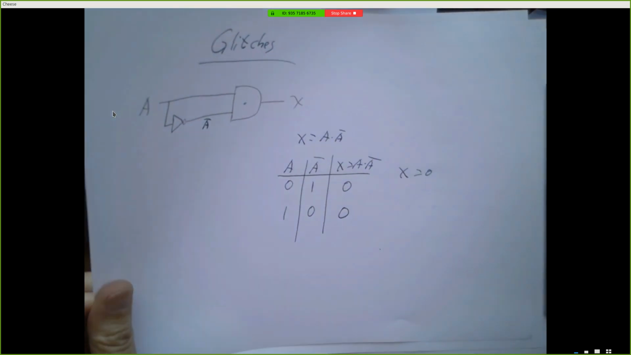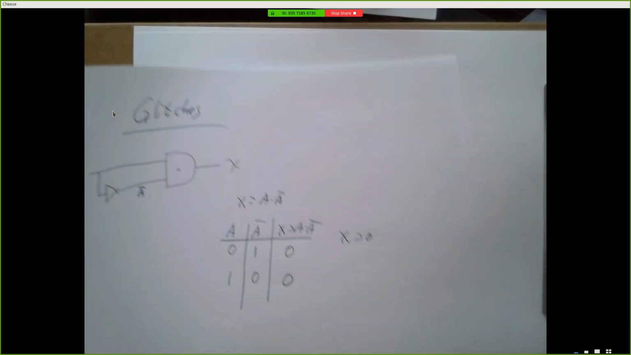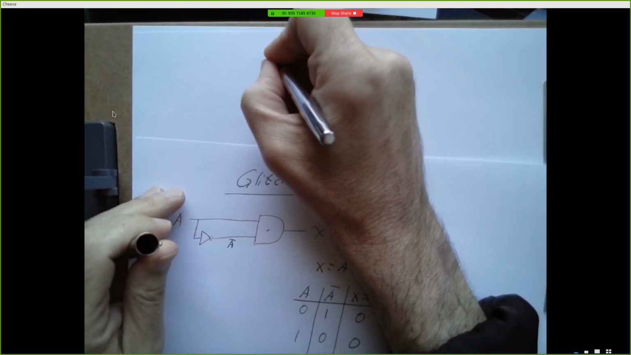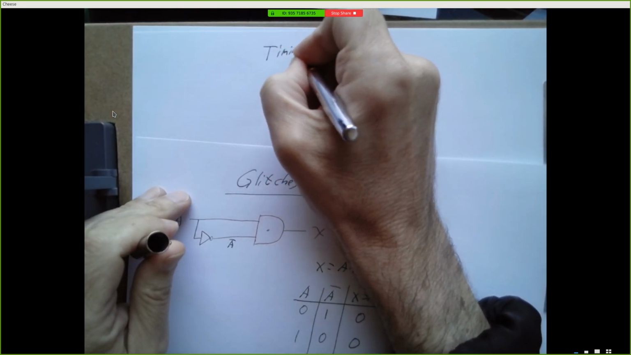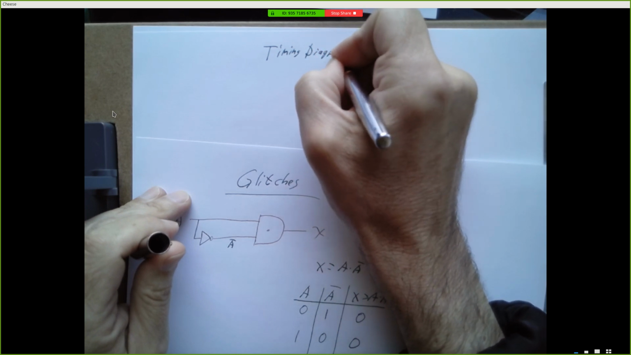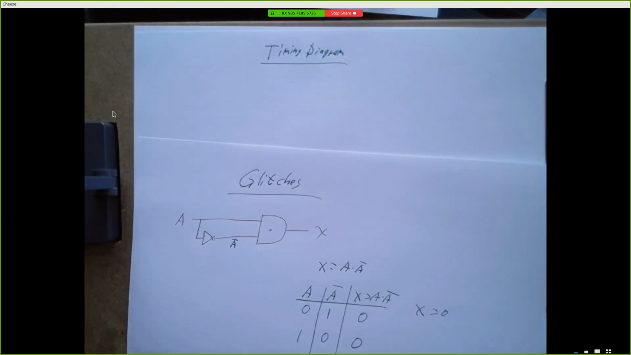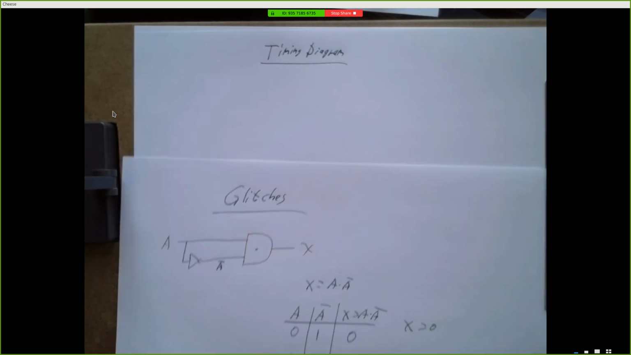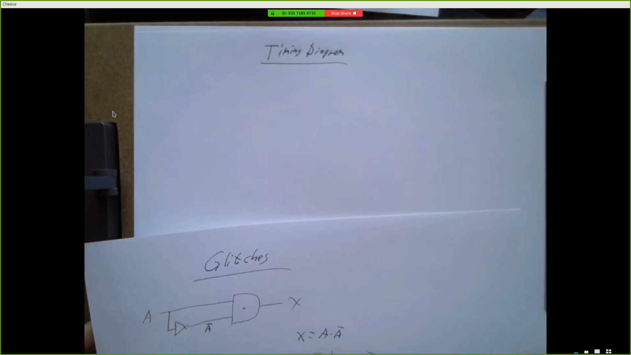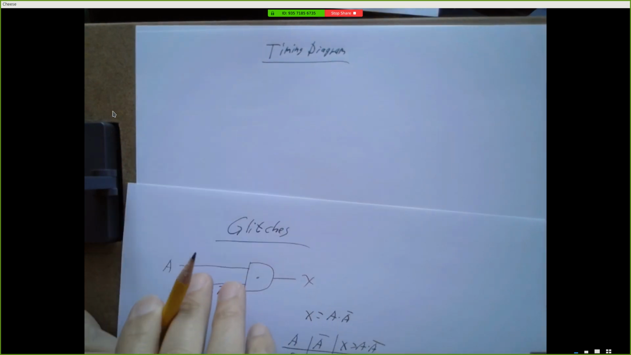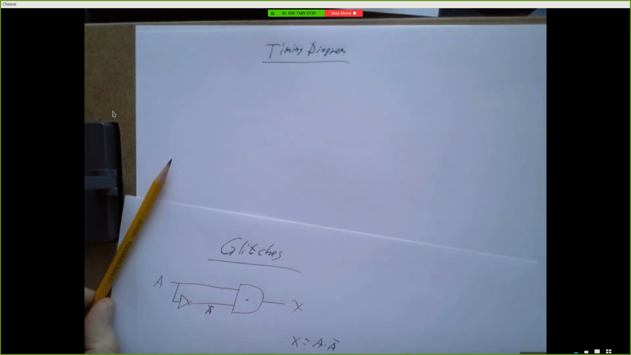So let's make something better than a truth table. Let's make what's called a timing diagram. And if you work in digital logic, or if you work in computer science, sooner or later you're going to find yourself staring at a book of timing diagrams for some device that you're working with that's not doing what you wanted. And you're going to be trying to debug it, and it's going to involve staring at these kinds of pictures. Alright, so what is a timing diagram?